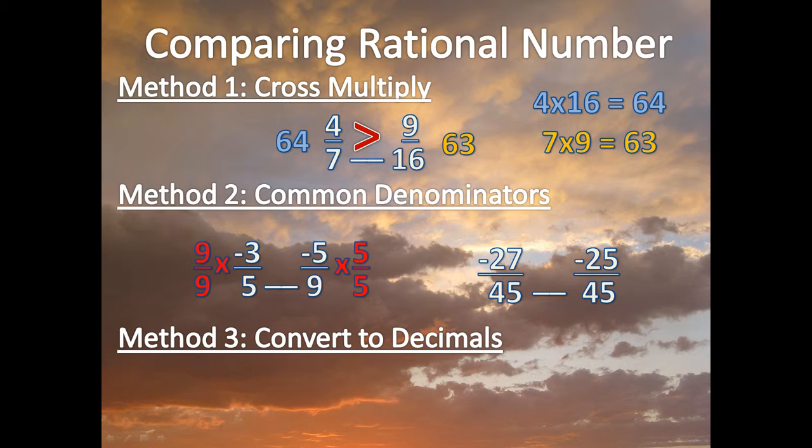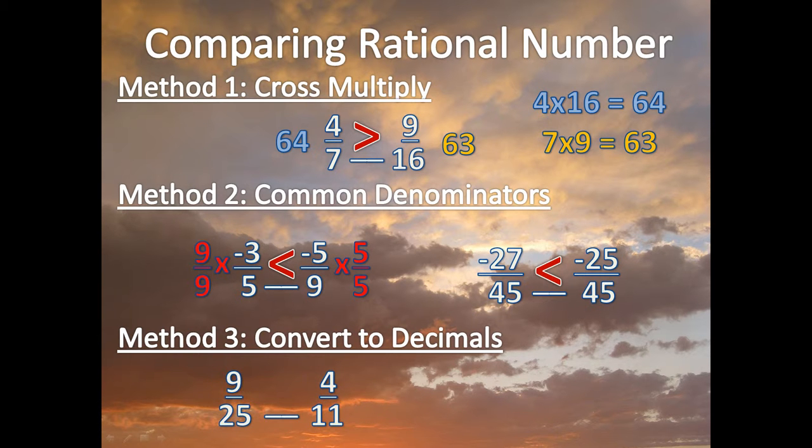And so then we ask ourselves, okay, which number is bigger? Would I rather have -$27 or -$25? Well, I would rather owe someone only $25 as opposed to $27. So therefore, -25/45 is bigger. Or if you want to go back to the original, -5/9 is bigger than -3/5, or you could say -3/5 is smaller than -5/9.